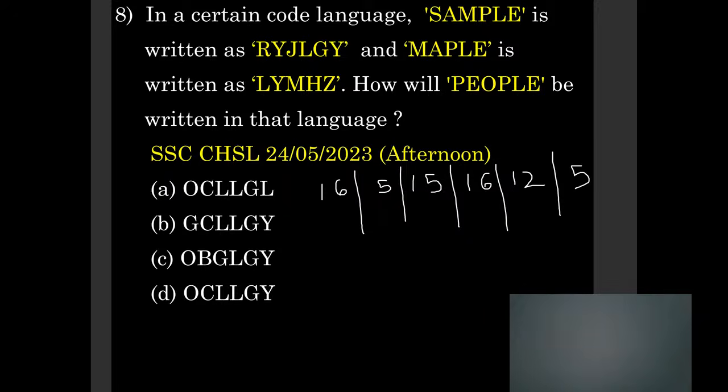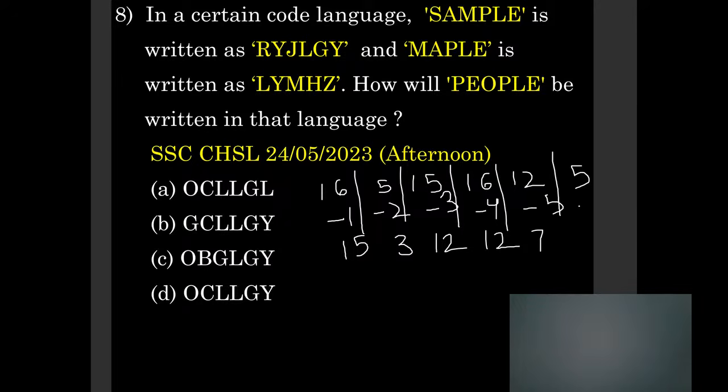Based on our code, it will be minus 1, minus 2, minus 3, and so on. So 16 minus 1 gives us 15. Next, 5 minus 2 is 3. Next, 15 minus 3 is 12. Next, 16 minus 4 is again 12. Next, 12 minus 5 is 7.